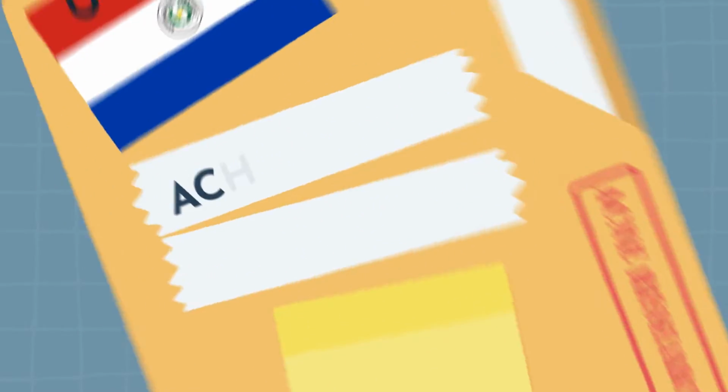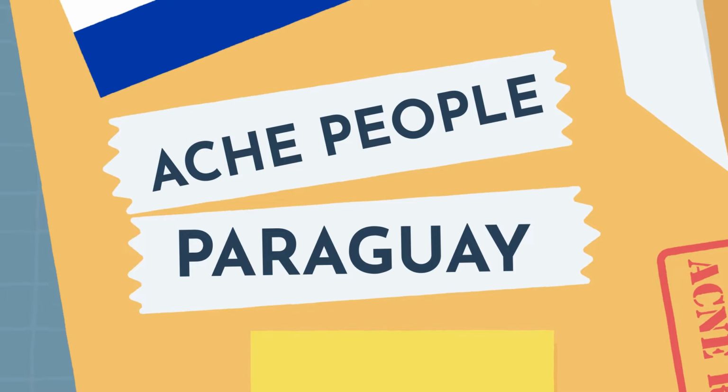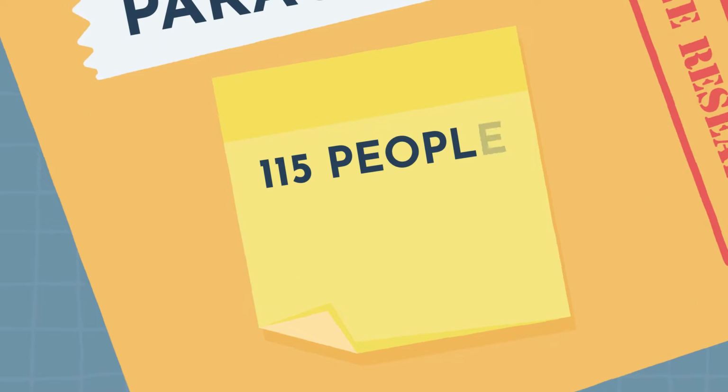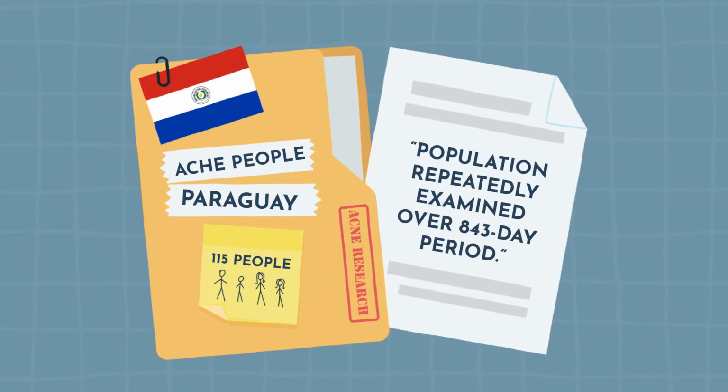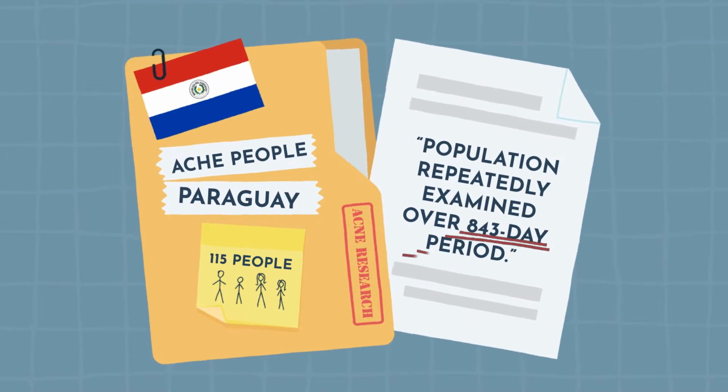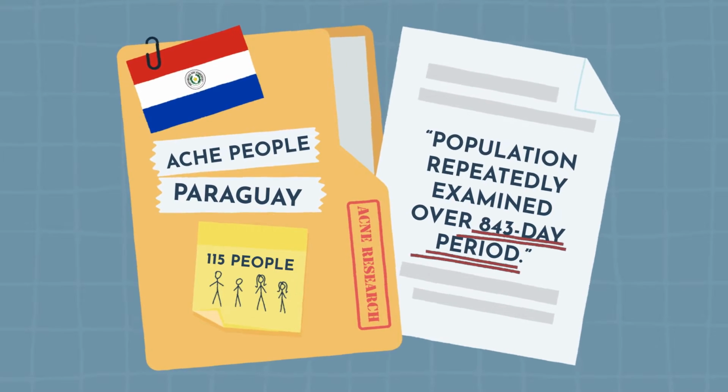So what's really fascinating is research that's been done on indigenous societies. So these are populations of humans that are living the way our ancestors used to live, out in forests and jungles, completely non-westernized lifestyle. One study was done on the Ashe people in Paraguay. This is a group of 115 individuals, all ages, all genders. And this population was repeatedly studied for 843 days, so well over 2.5 years.